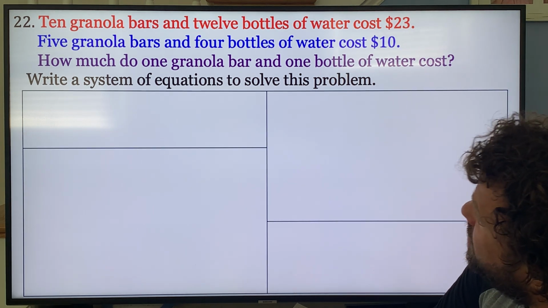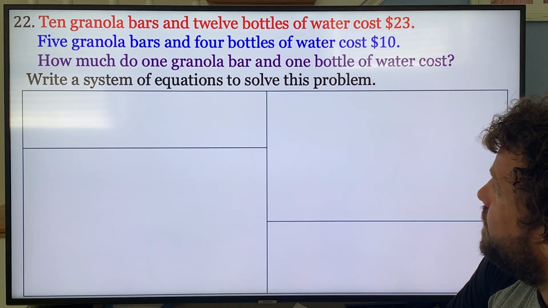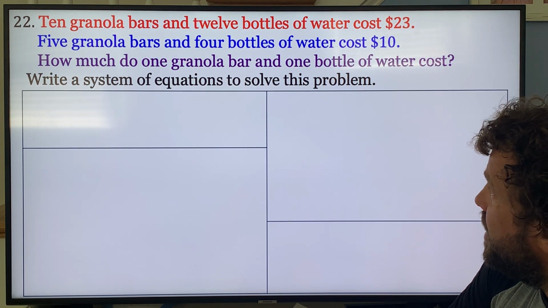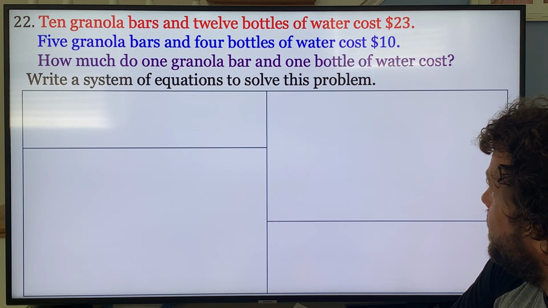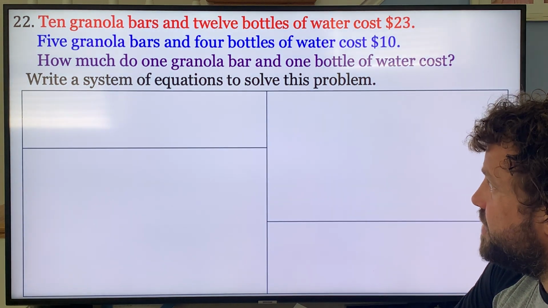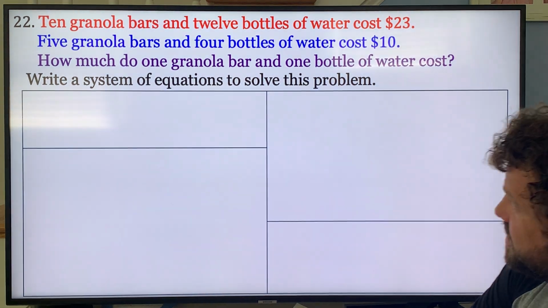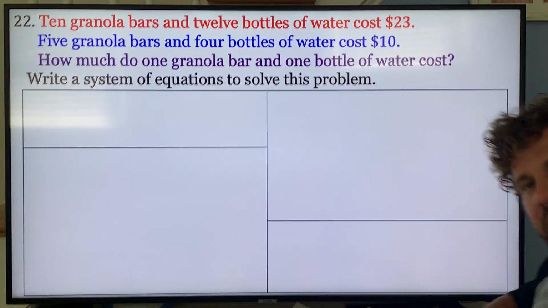Number 22, 10 granola bars and 12 bottles of water cost $23. 5 granola bars and 4 bottles of water cost $10. How much do 1 granola bar and 1 bottle of water cost? I remember taking my graduate exams and questions like this being on there. So you're going to have to write a system of equations, then use linear combinations to solve that system, and then use simple algebra to solve that.